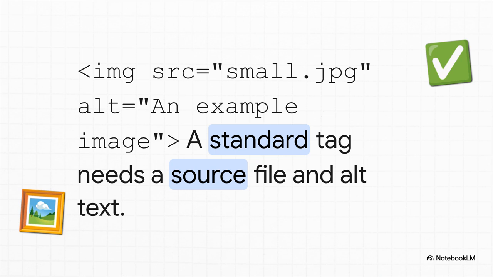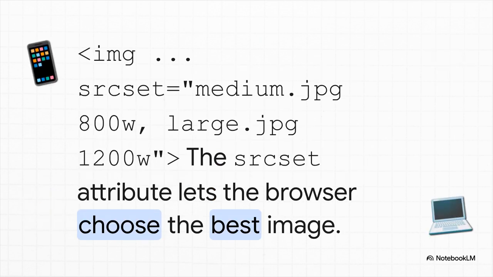Simple, clean, and effective. But modern HTML lets us get a lot smarter. Check out the srcset attribute. This thing is a game changer. It basically lets you give the browser a whole menu of different image sizes. The browser can then look at the device you're on, whether it's a tiny phone or a giant monitor, and pick the perfect size. And what's the result? A much, much faster loading page for you.